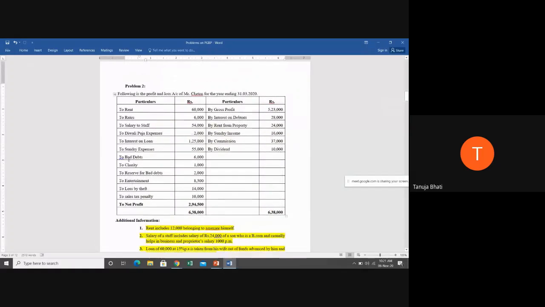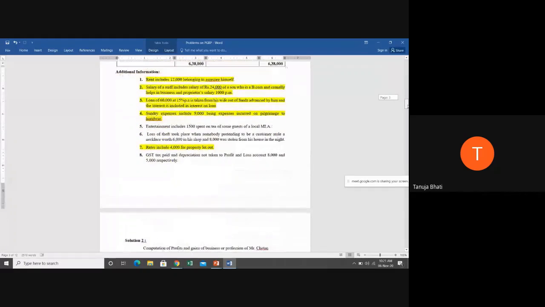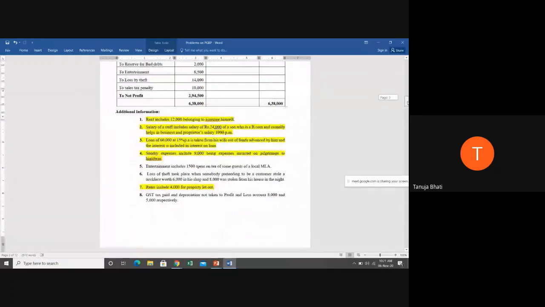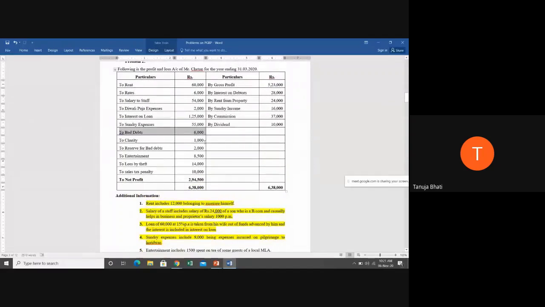Okay, next, to bad debts 6,000. Now bad debts is an allowable expenditure, students, but we will check if any information about bad debts is given. There is no information given. So bad debts is an allowable expenditure, so we will not have any adjustment for it, because for allowable expenditures, there is no adjustment to be given in the main answer.